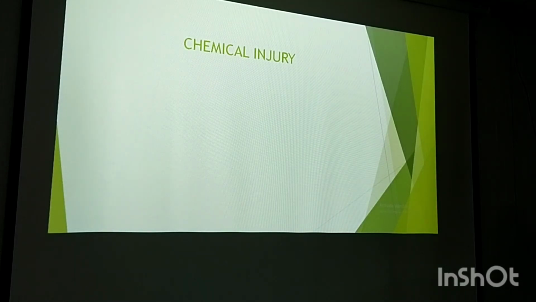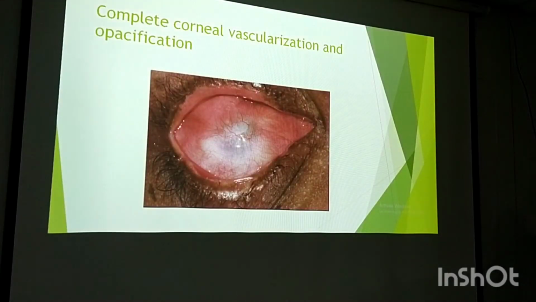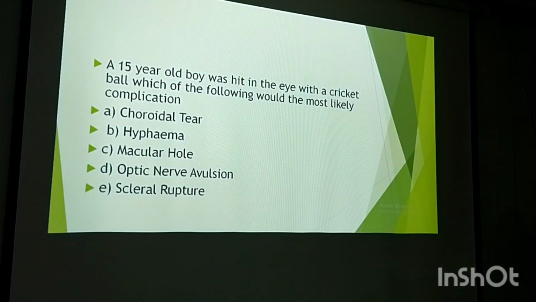Again, chemical injury was discussed in the last discussion. Acids, alkalis, a complete corneal vascularization and opacification. This is the result of a chemical injury if not treated. In the last discussion it was said that the first thing we have to do is pour water into the eye. So the same. So just for discussion, this is an MCQ.